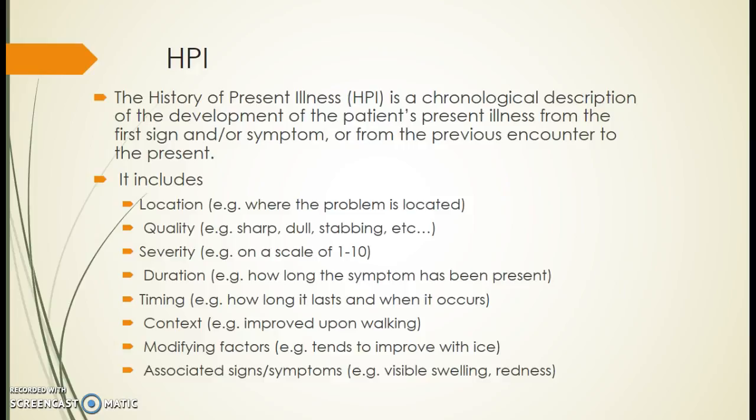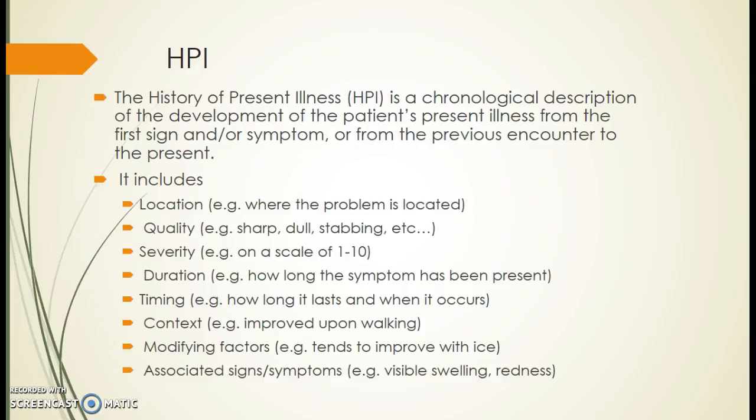Quality, things like is it sharp, dull, stabbing, throbbing, that kind of stuff. Severity, so usually we'll ask them to rate that on a scale of 1 to 10. You probably have been asked at some point in your life, on a scale of 1 to 10, what's your pain right now, with 1 being the lowest and 10 being the worst. Duration, how long has the symptom been present?